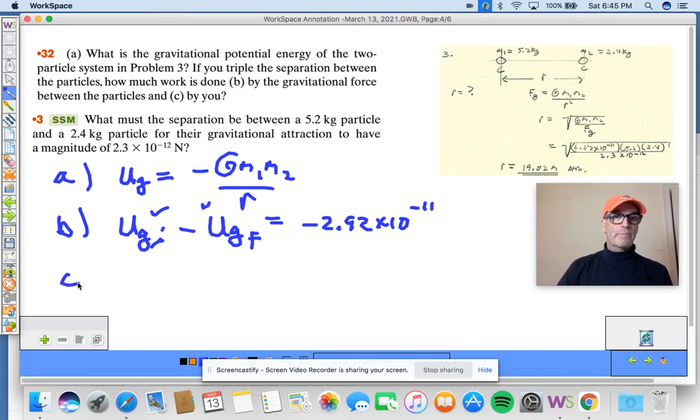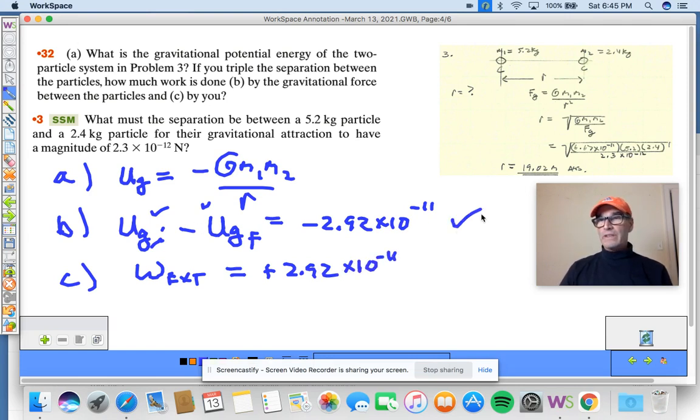Okay, and then part C, the work done by the external force and by you. So that should be the same number but positive. So assume positive 9.2, and you don't have to reinvent the wheel. It's the same answer, but show in your solution how you got that number.